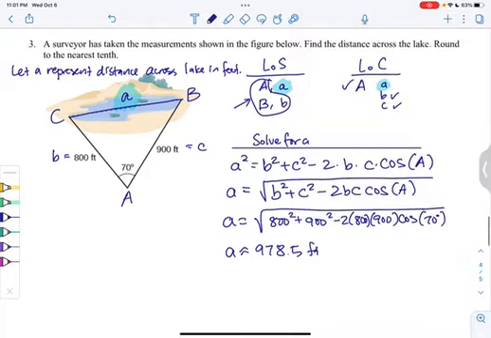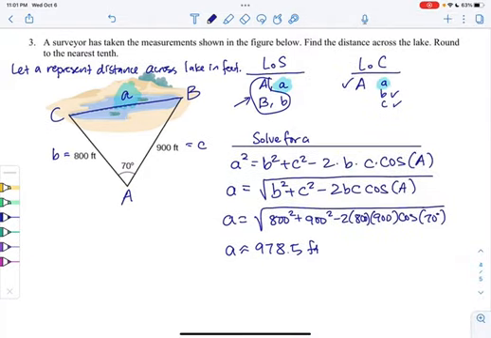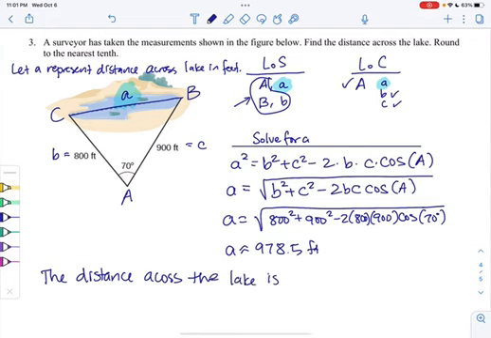And then whenever we do a problem like this, we want to answer in a sentence. So I would say the distance across the lake is approximately 978.5 feet.